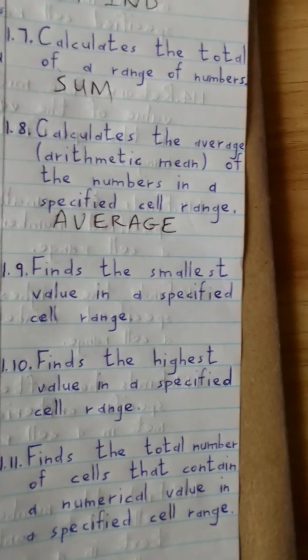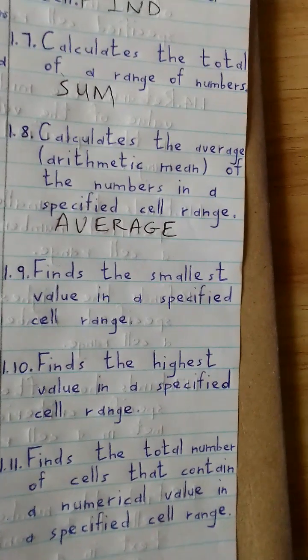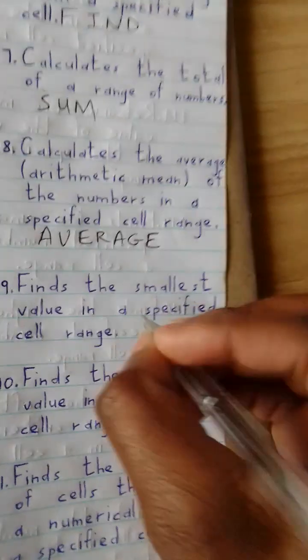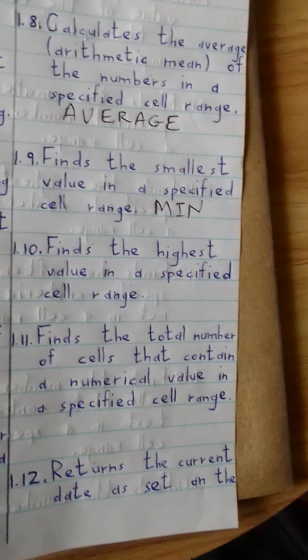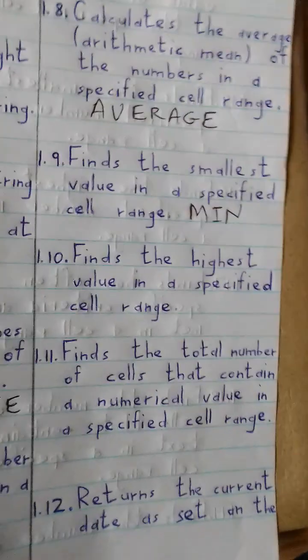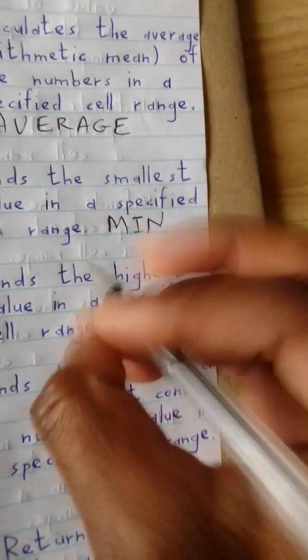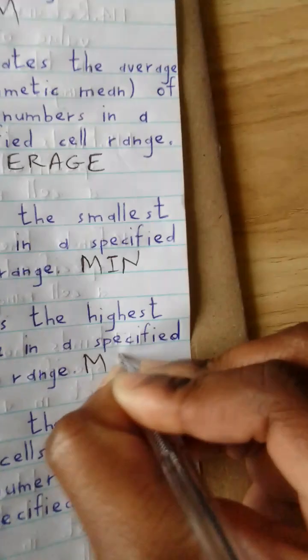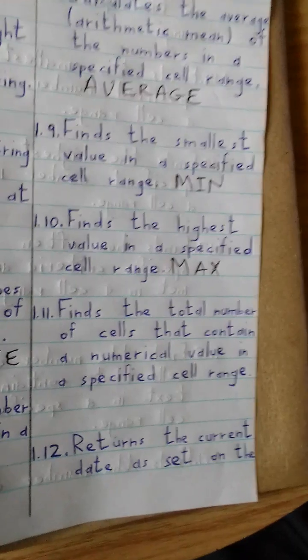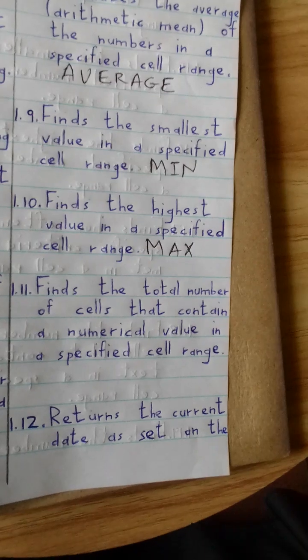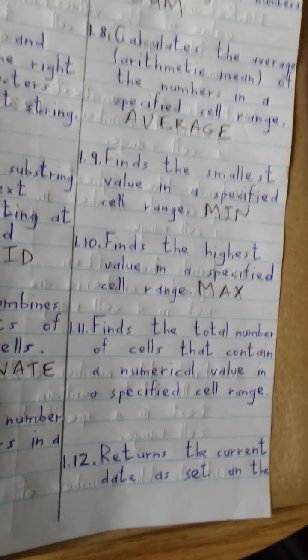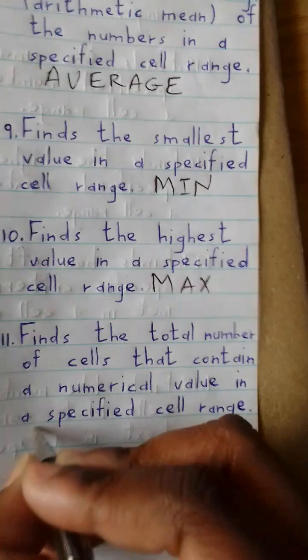1.9, finds the smallest value in a specified cell range. Smallest value, it's the min. Finds the highest value in a specified cell range. High value, don't forget, that's max. 1.11, find the total number of cells that contain a numerical value in a specified cell range. Please know that is the count function.